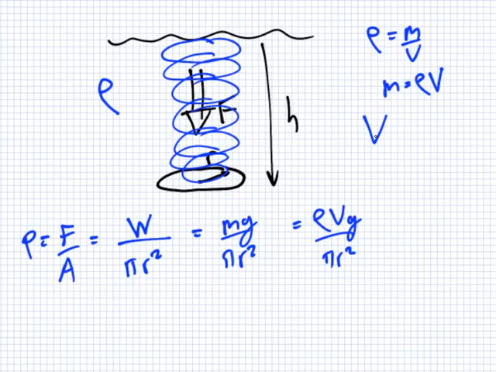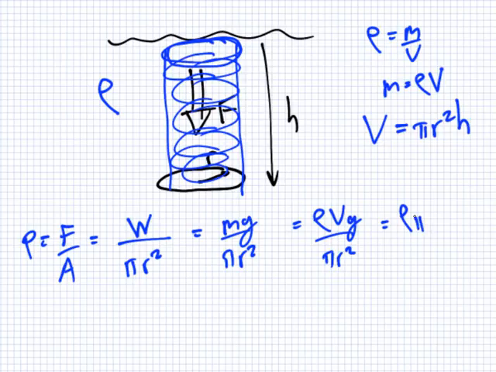What shape is it? You learned this word this week or last week actually. This shape here. Cylinder, yes. And the formula for volume of the cylinder is pi r squared h. So this would be rho pi r squared hg over pi r squared. Now what's nice here, the pi r squareds cancel, so you're left with pressure equals density times h times g.